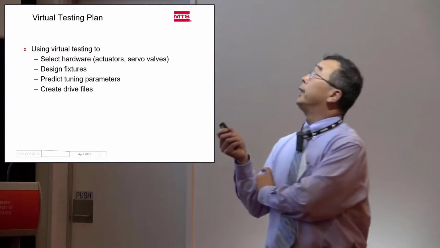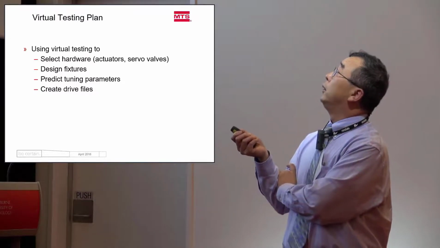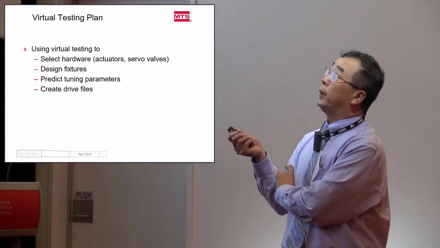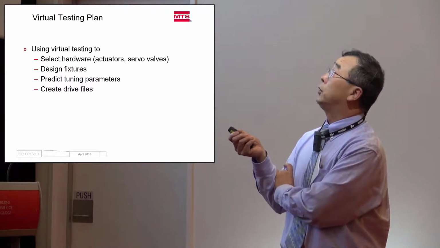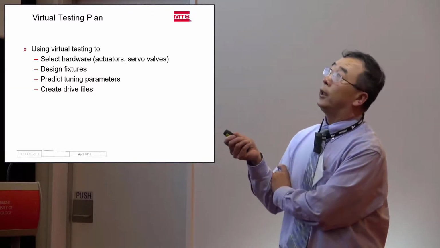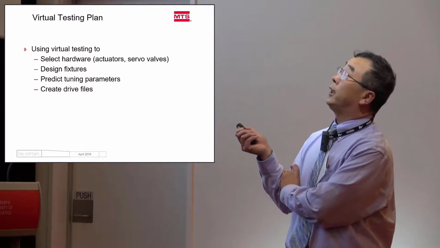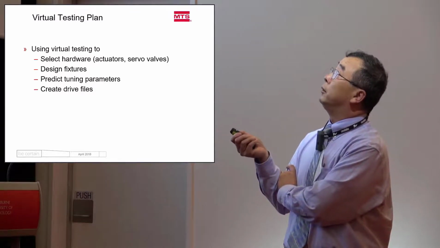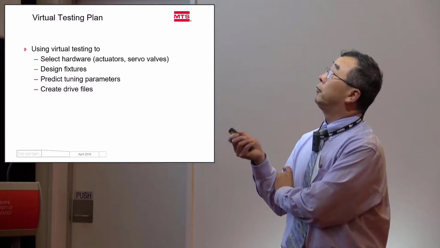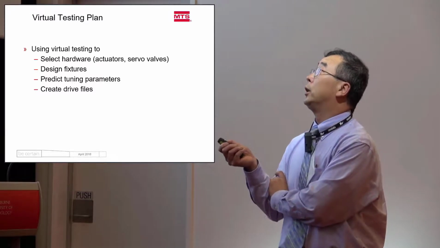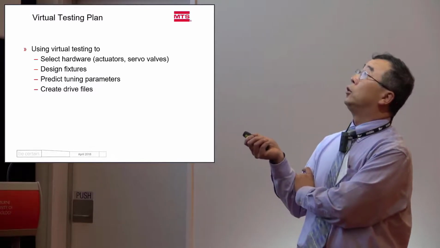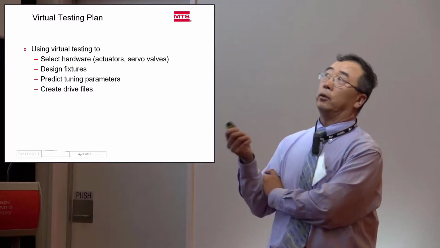And so what's our next plan for virtual testing? We want to use virtual testing to help us set up a real test. Use virtual testing to select the hardware, how big the actuator, servo valve, and accumulation should be, stuff like that. And we will use virtual testing to design the fixtures, and to predict the tuning parameters. And we want to use virtual testing to create drive files for real test. So that's our goal.